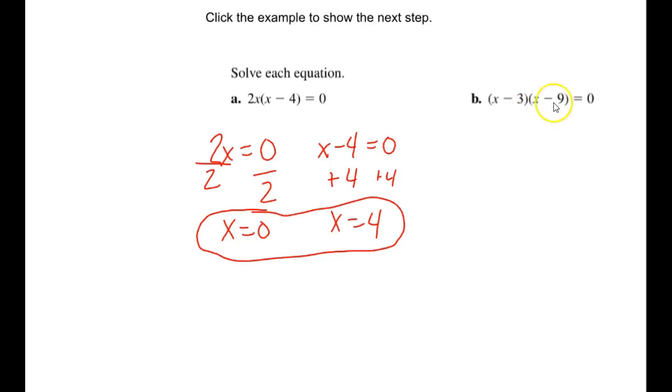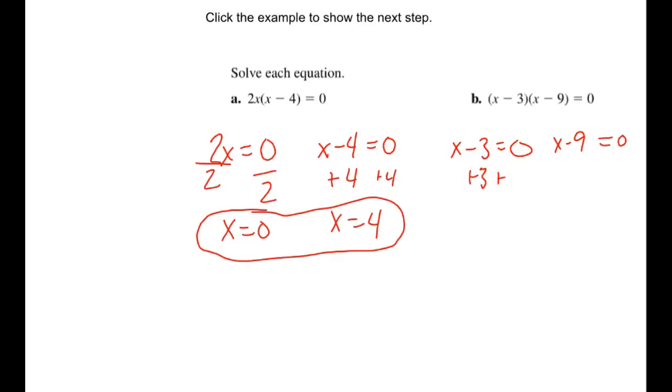So now let's look at part B. First, I notice that I'm already in factored form because I'm multiplying things together, and they're set equal to 0. So all I do is I set each piece of the equation, each thing that I multiply, equal to 0. So I'm going to have x minus 3 equals 0 and x minus 9 equals 0. So now I'm just solving for my two x's.